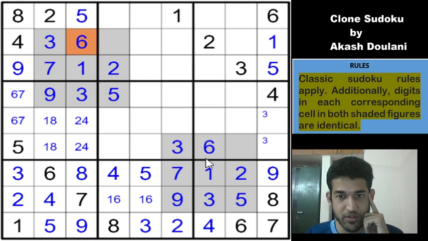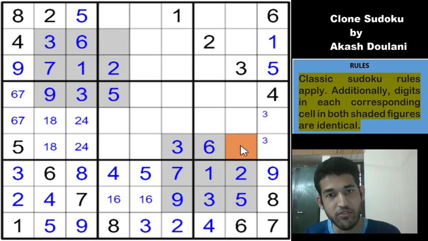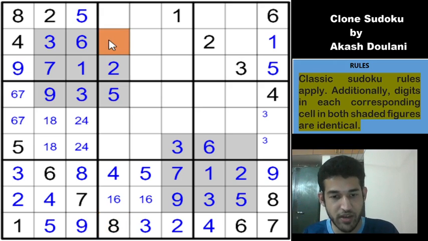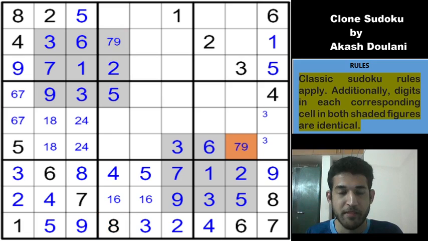The clone shape are almost completed. So this can't be 2 3 5 6. So it would have to be 1 4 7 8 9. 1 4 and 8 is ruled out. So this would be a 7 9. So still there is some life in the clone. So I don't think we can resolve this, right?